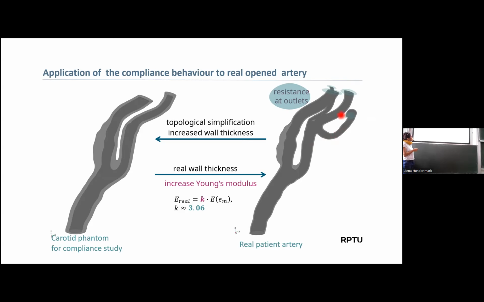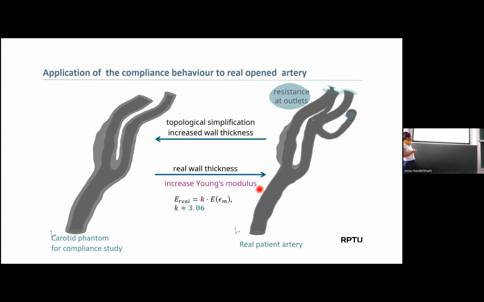Okay, so from the right side to the left side, you do some topological simplification. You cut off these daughters and decrease the wall thickness, and take the realistic geometry. Okay, this is with this arrow. But by decreasing the wall thickness, you need to increase the Young moduli.